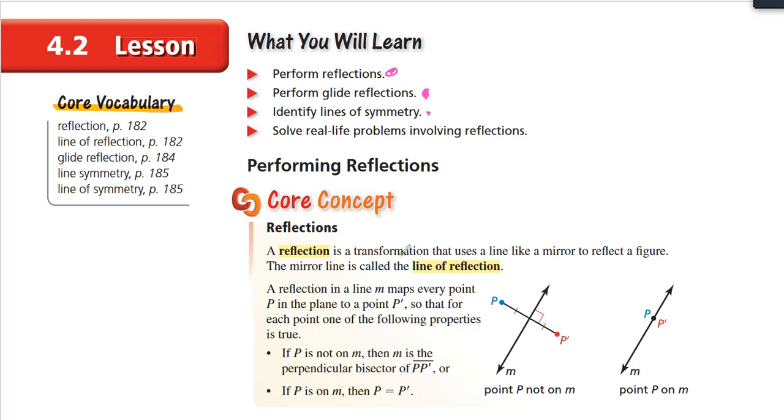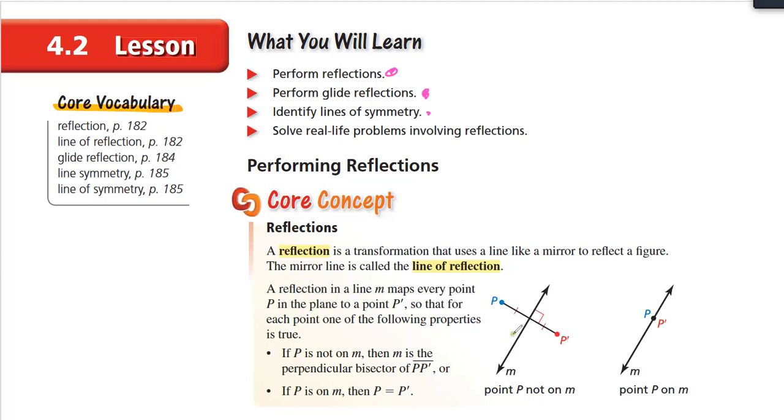A reflection is a transformation. Transformation means it's the same shape but in a different location that uses a line like a mirror to reflect. The mirror line is called the line of reflection. Now, reflection in a line maps every point P on the plane to a point P prime so that one of the following properties is true. If P is not on the line M, then M is the perpendicular bisector of the line between P and P prime. Or if P is on the line, P and P prime are the same point.